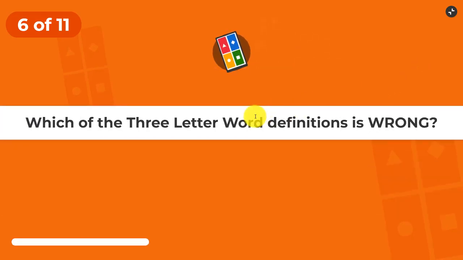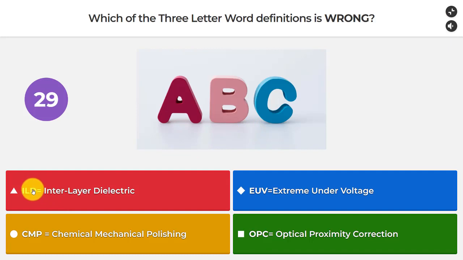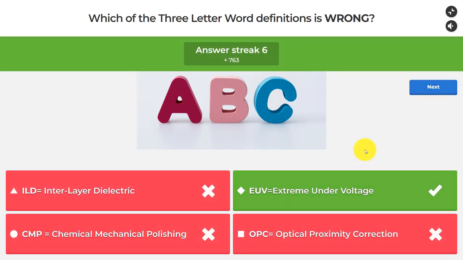So question number 6, which of the 3-letter word definitions is wrong? ILD is interlayer dielectric, EUV is extreme undervoltage, CMP is chemical mechanical polishing, or OPC is optical proximity correction. And of course, extreme undervoltage is not a real acronym. As we said before, EUV is extreme ultraviolet. Okay, so we know that one's wrong. What are the other ones? ILD, as we said, is the interlayer dielectric.